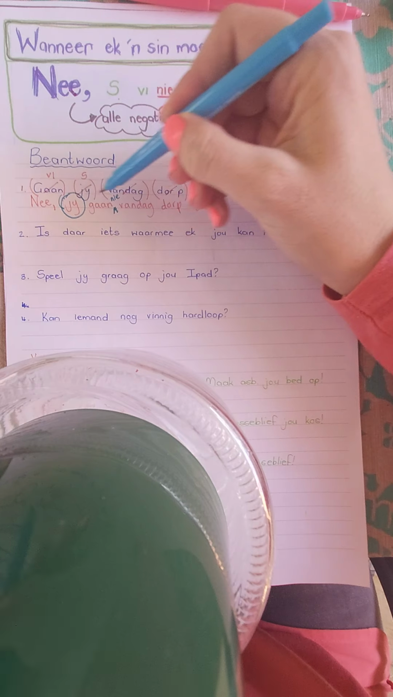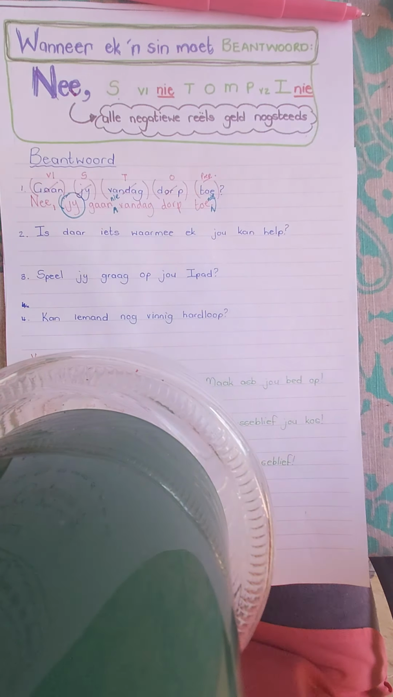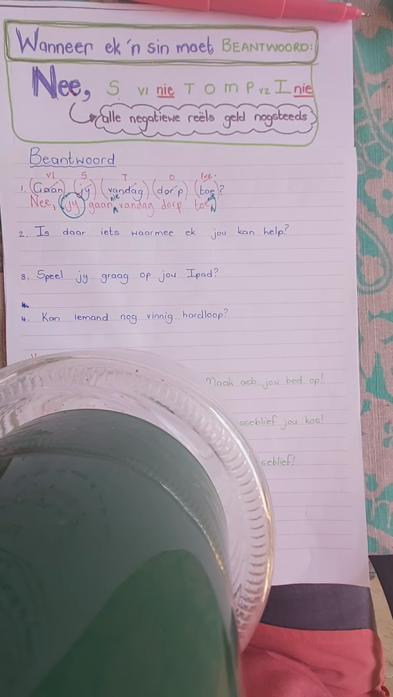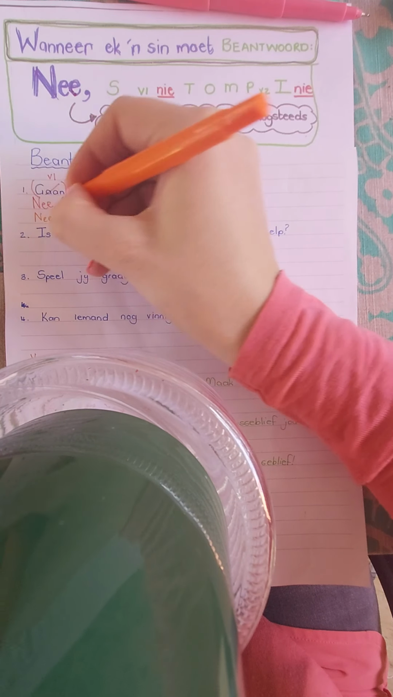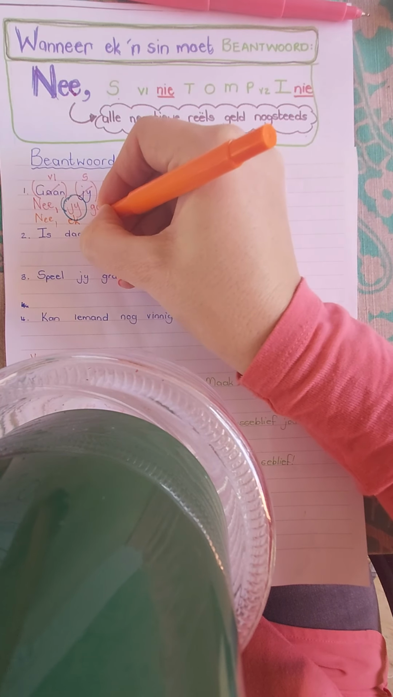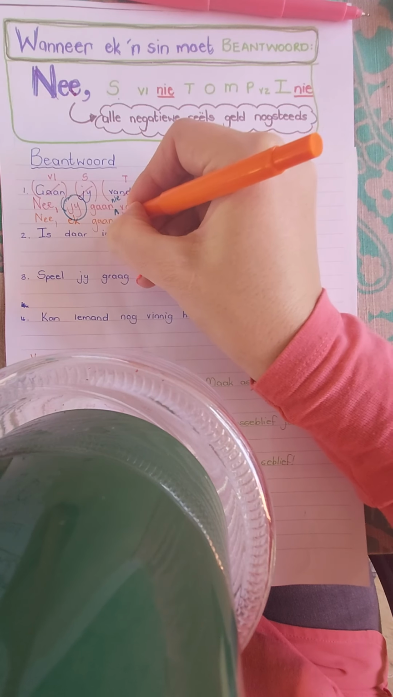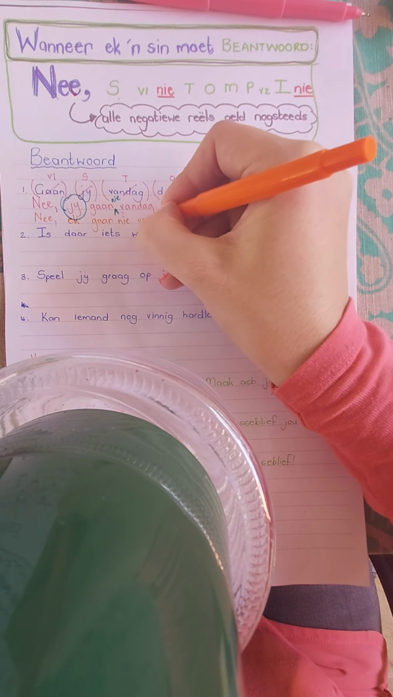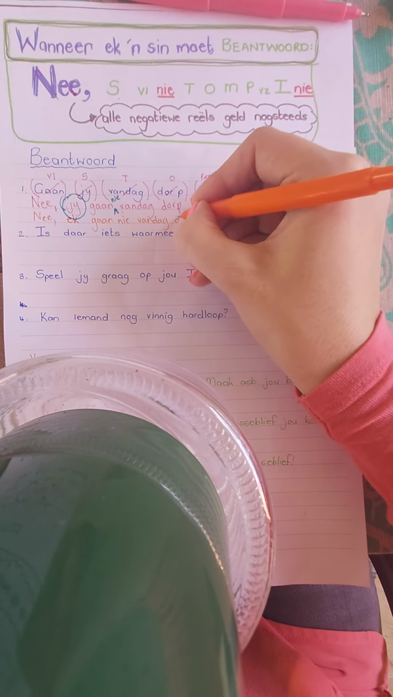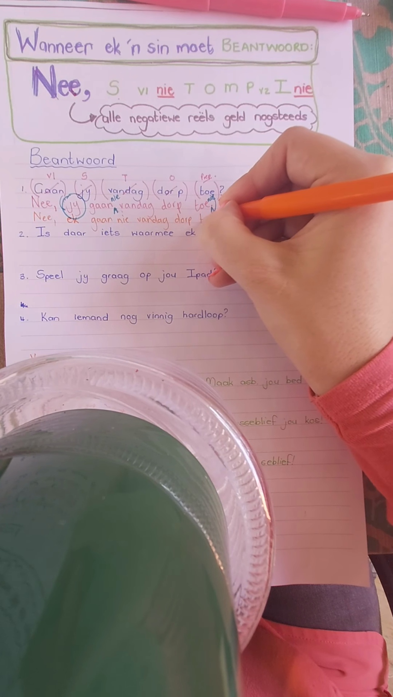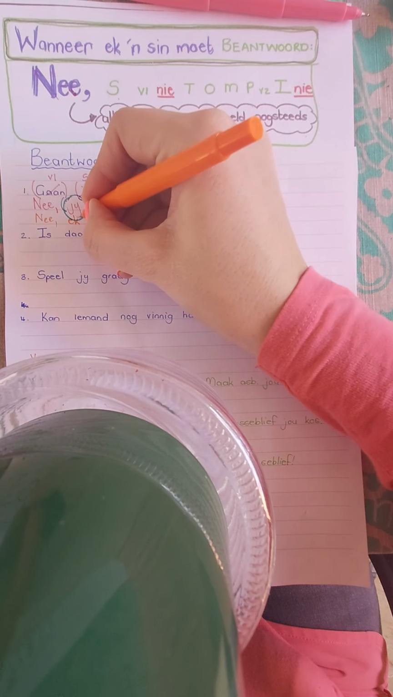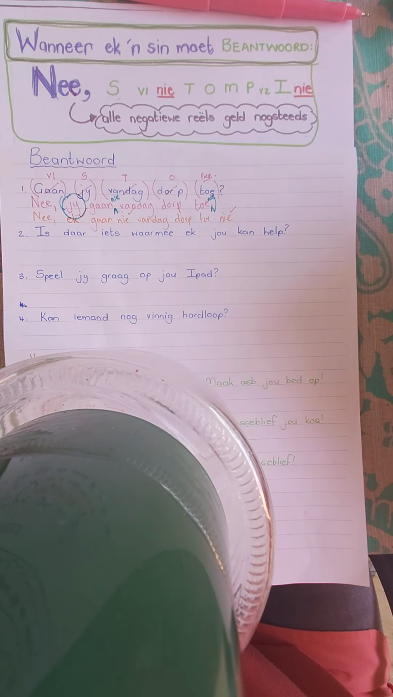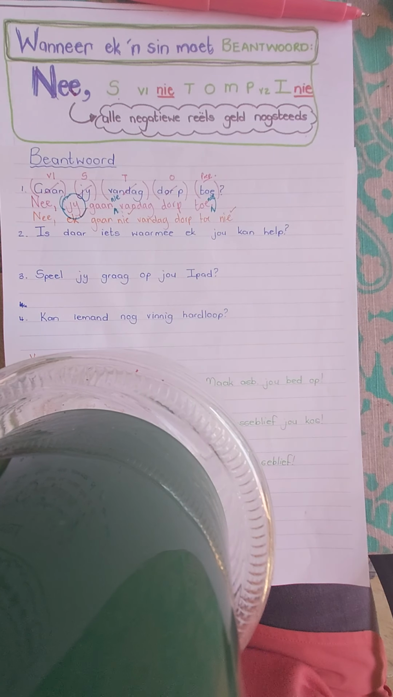So once you've written it in the right order, you can go and take note of all your changes and then you can rewrite into your answer, your correct answer with all the necessary changes. Nee, ek gaan nie vandag dorp toe nie. I have my 2 negatives and I have my pronoun that's changed. Let's go on to the second one.